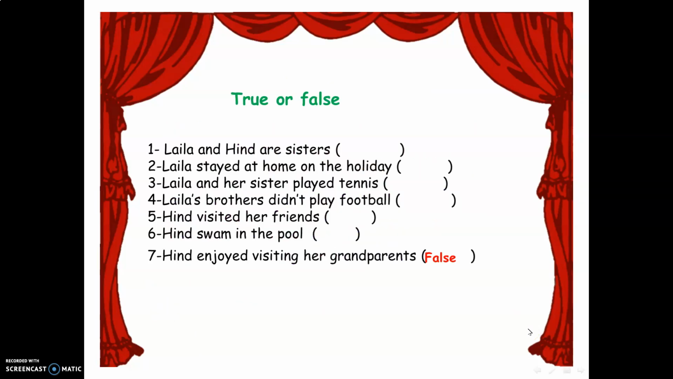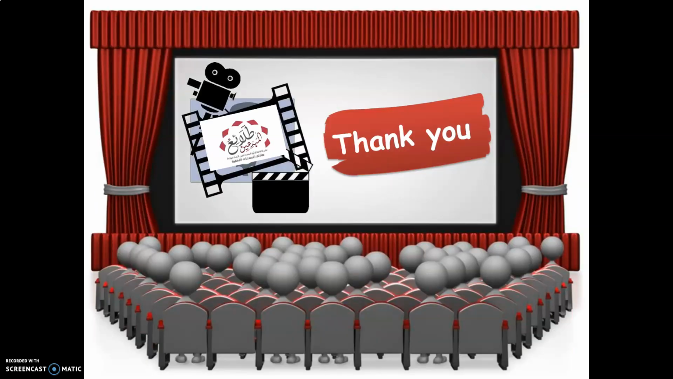Okay, now true and false. Number one, Layla and Hind are sisters. False. Layla stayed home on the holiday. False. Layla and her sister played tennis. False. Layla's brothers didn't play football. True. Hind visited her friends. False. Hind swam in the pool. False. Hind enjoyed visiting her parents. False. Okay?